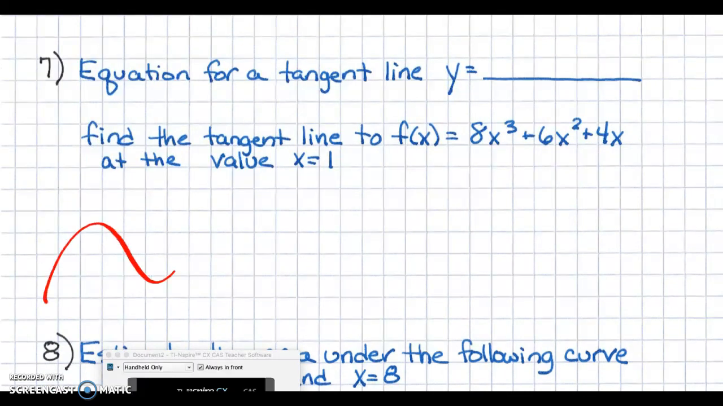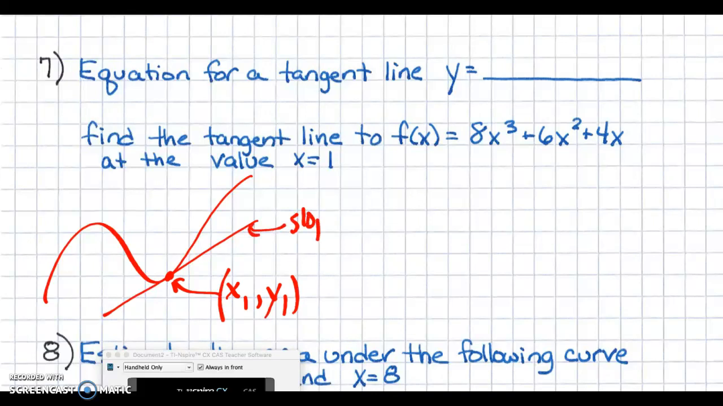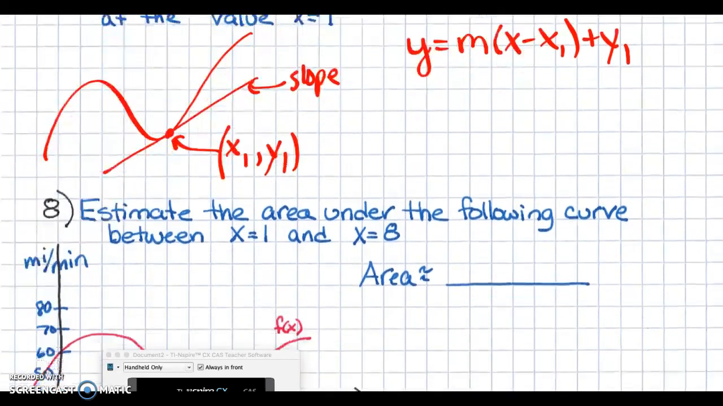I want to draw a function. I wanted a tangent line. In order to find a tangent line, I need a point that's on the tangent line, and I need to know the slope of that line. In the past, you probably used the equation for a tangent line. You'd have done this in Algebra 2. M times x minus x1 plus y1. We are going to use a different equation next time in class. I'll explain it to you when we work on it. That's all you need on question 7.